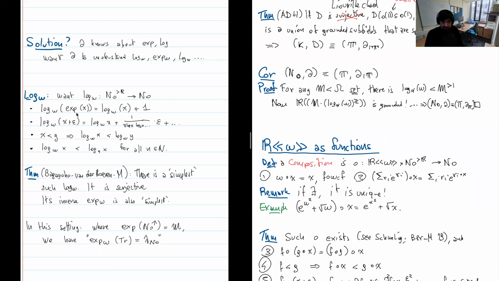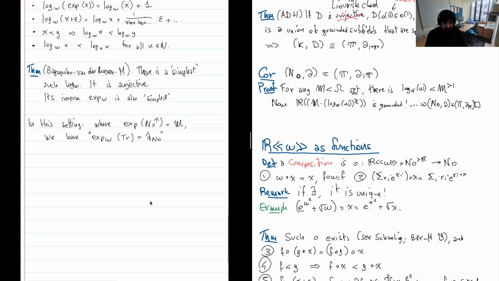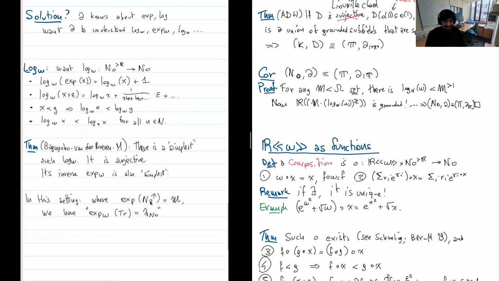So it satisfies the Abel equation for exp: log omega of exp of x is log omega of x plus 1. The Taylor series starts with the derivative of log omega, which is 1 over the product of the finite logarithms. It's increasing, and it grows slower than any finite iteration of log. There is a simple one like this, and that's the kind of thing you want to use. And really, the final comment, I promise.